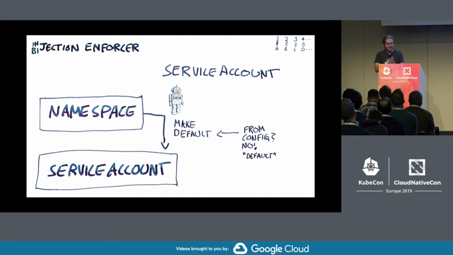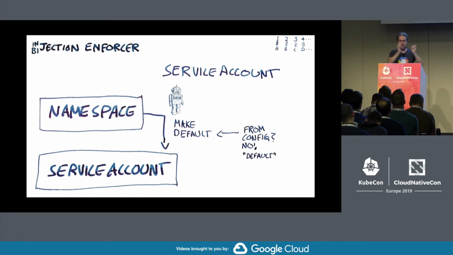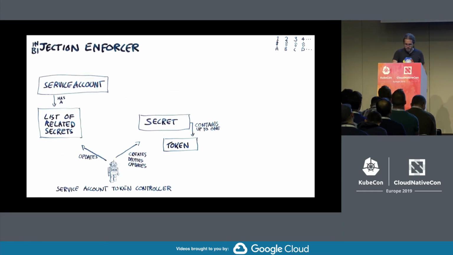Sorry, it's a lot of talking. This is the service account controller, and it's very simple. It sees a namespace and makes a default service account in there, literally a service account named default. And this has a sibling controller, which sees a service account and makes secrets with a token, like an API access token. It adds a reference to the service account.